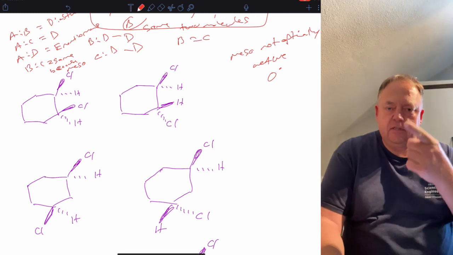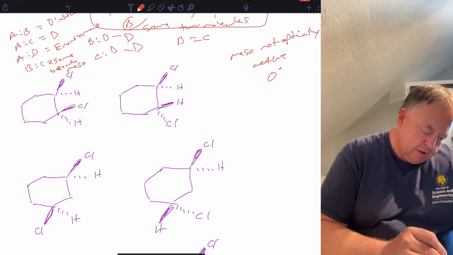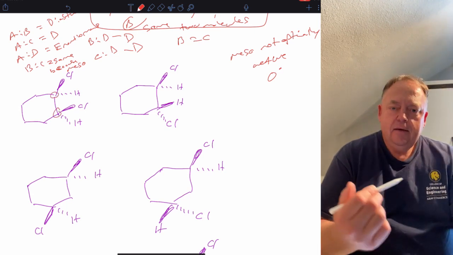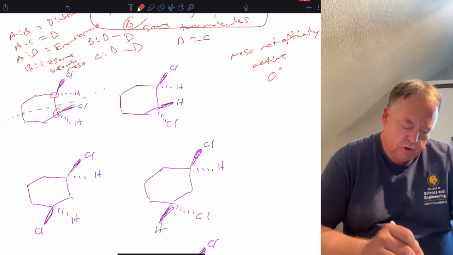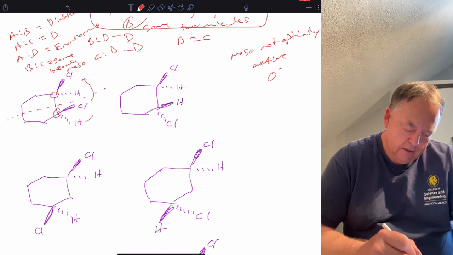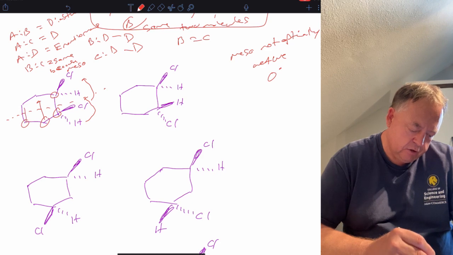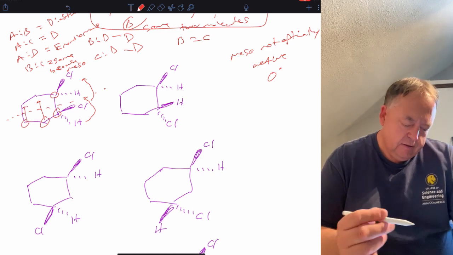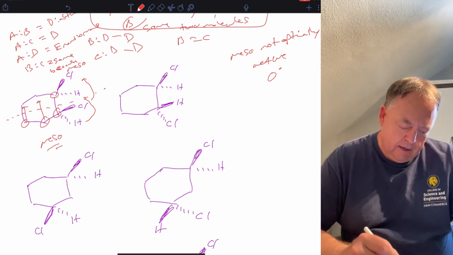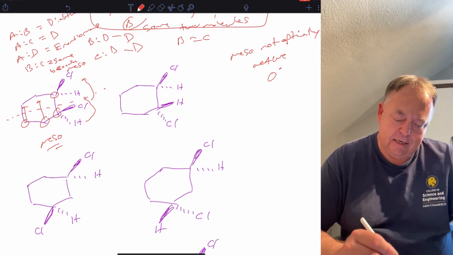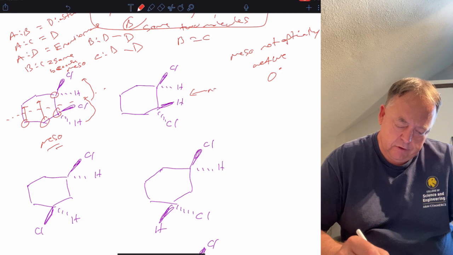Well, to be optically active, it's got to have chiral carbons, and it cannot be a meso compound. So this molecule has 2 chiral carbons, right? But is it meso? Does it have an internal plane of symmetry? And the answer is yes. The plane of symmetry is right there, right? Chlorine would reflect to chlorine. Hydrogen would reflect to hydrogen. This CH2 would reflect to that one, and this CH2 would reflect to that one. So that's a meso compound. So that's not optically active. So the cis isomer is not optically active, the trans isomer is, because now there is no plane of symmetry.